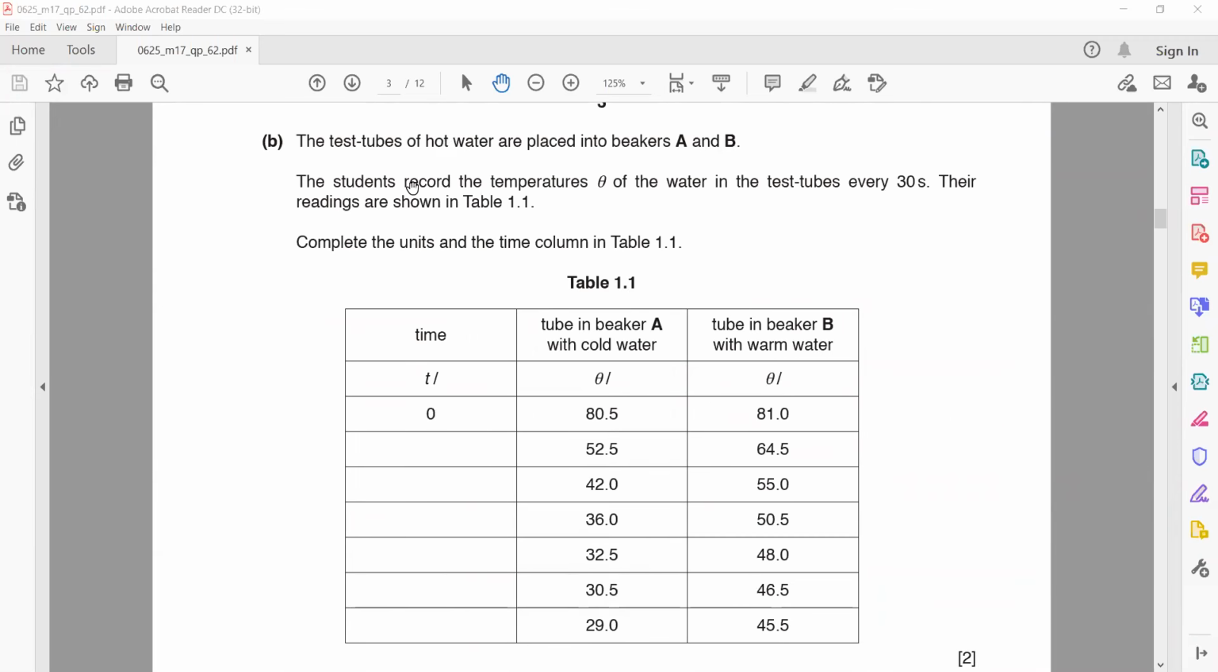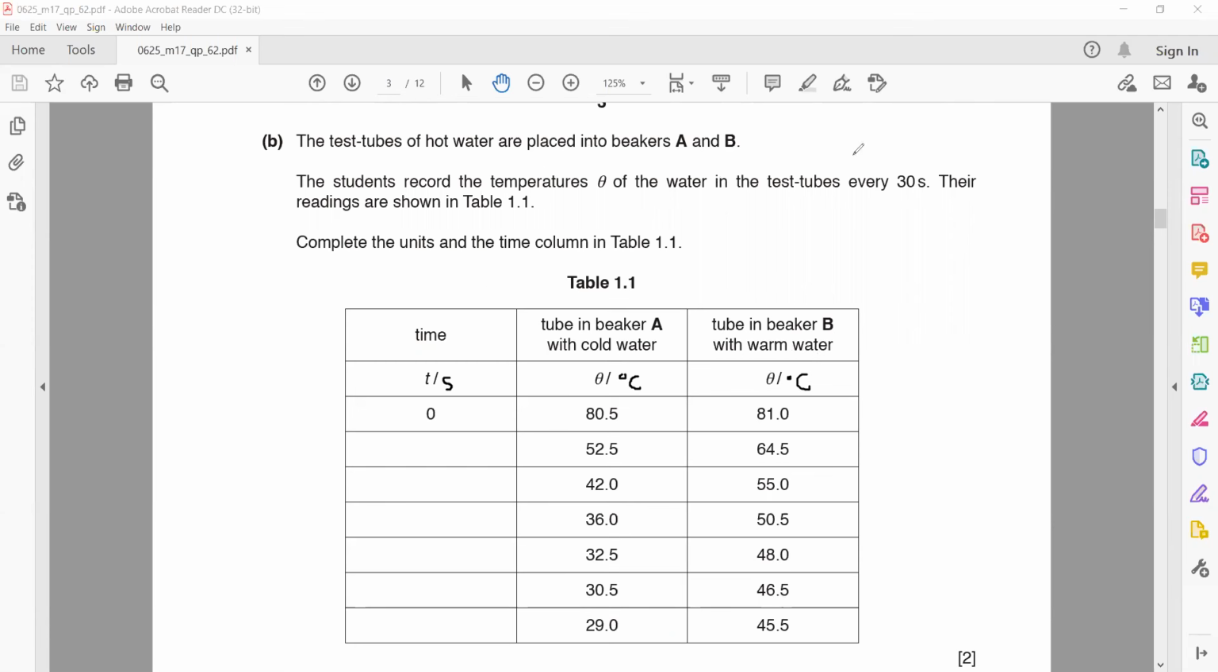The next part: the test tubes of hot water are placed in beakers A and B. The student records the temperature theta of the water in the test tube every 30 seconds, and their readings are shown. Complete the units and the time column in table 1.1. So complete the units. First one, the time is there, so the unit will be seconds. Theta is the temperature, that's degrees centigrade, and theta, that is also degrees centigrade.